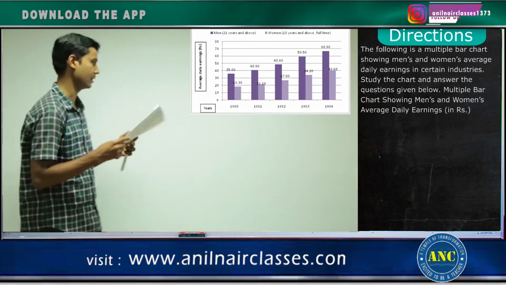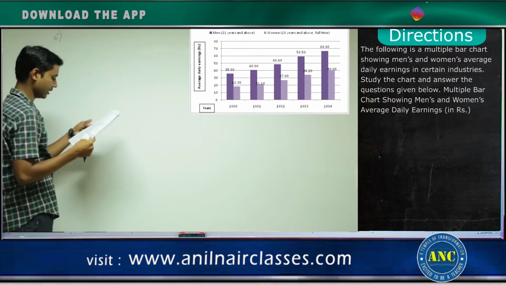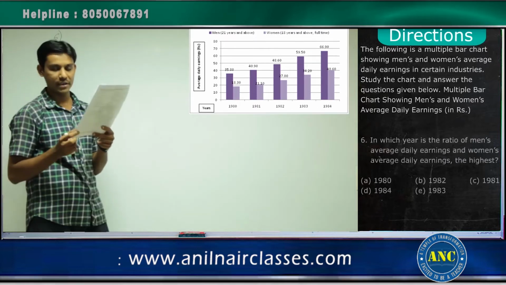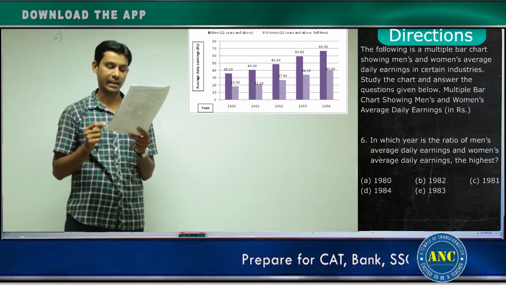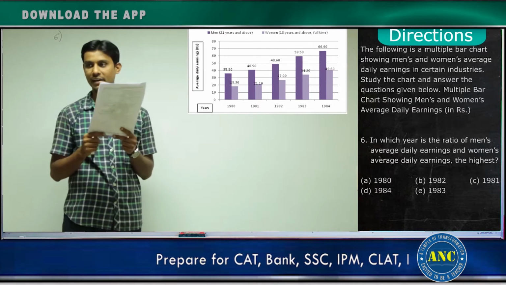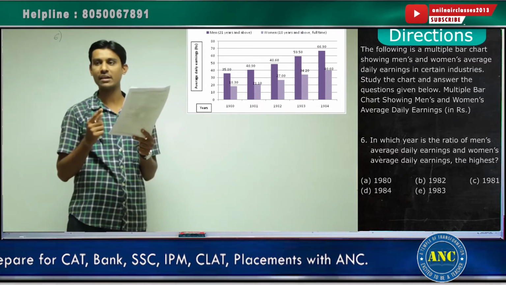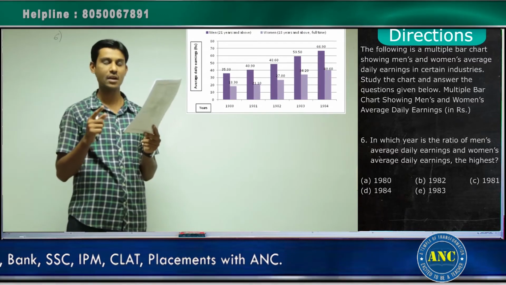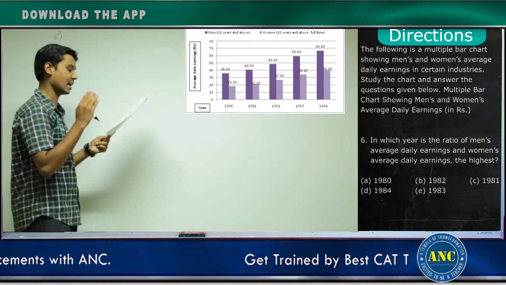Right? Now please see here. Question number 6. Listen to this carefully. In which year is the ratio of men's average daily earnings and women's average daily earnings the highest? They are asking the ratio of men's average earnings and women's average earnings. It should be the highest ratio. In which year is it the highest is the question.